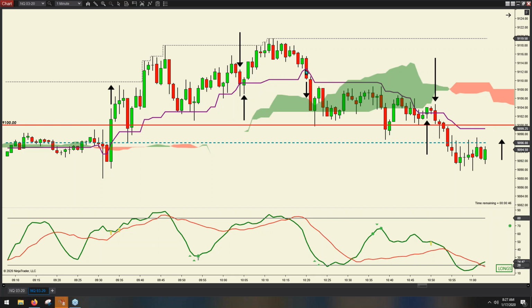Here we have a close below the Kijun line, and it's literally just coming into being valid because the green line is below the red, yes, but that red line up until that point was in overbought. So if that remained in overbought, I would pass on the short.